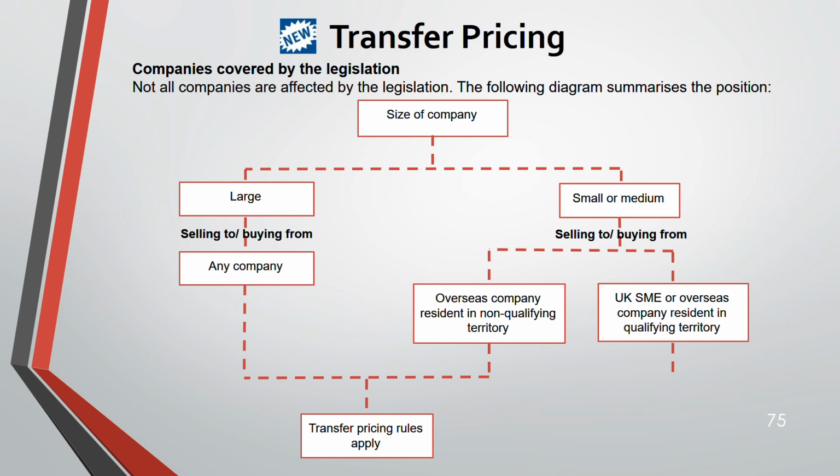But if you are selling to or buying from a UK SME or an overseas company resident in a qualifying territory, transfer pricing rules will not apply. This table is your decision table. In your exam, you obviously can't draw the table, but you need this to decide to whom you are selling, from whom you are buying, whether transfer pricing rules apply or not. In the exam, they will give you what type of company you are, large or small or medium, and to whom you are selling, to whom you are buying. But they will not tell you whether transfer pricing rules apply or not. That you have to decide.